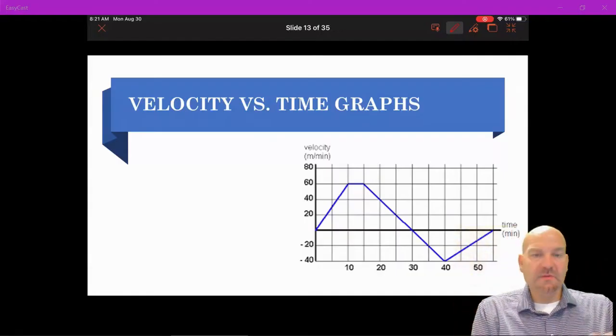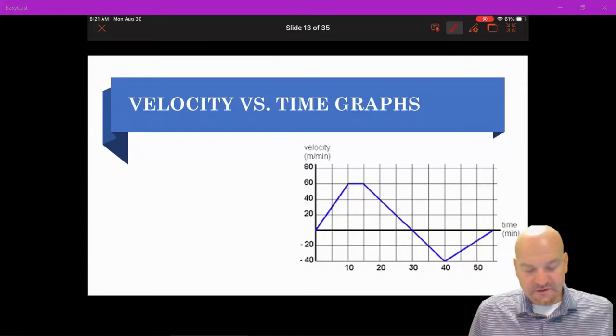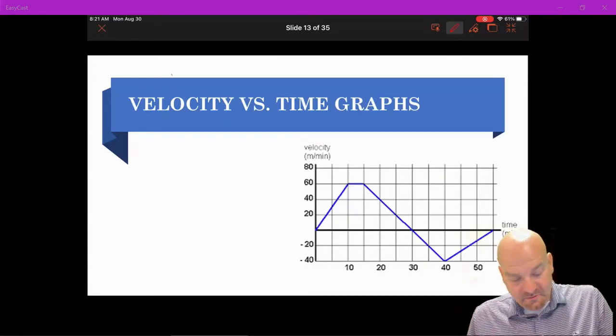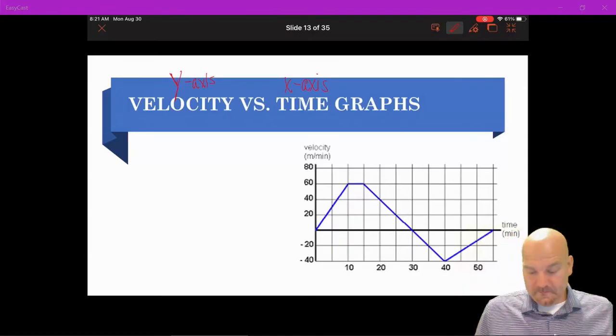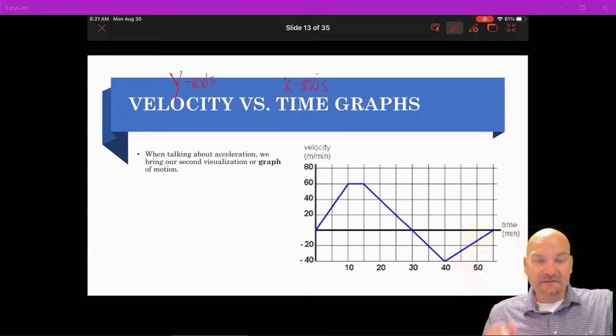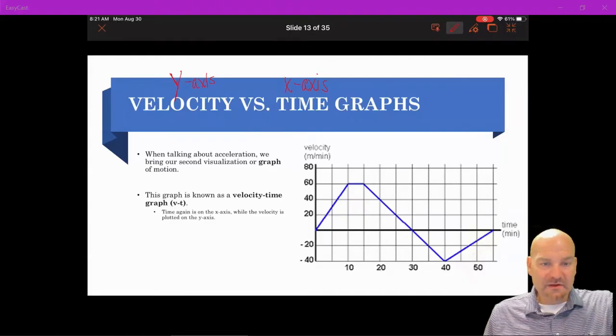Okay, so in the last video we talked about acceleration, right? And so the acceleration allows us now to create different types of graphs that we know as velocity time graphs. So velocity will be on the y-axis, and time, again, will be on the x-axis. Okay? So when talking about acceleration, we begin our second visualization or graph of motion. We know this graph is a velocity versus time graph, or a VT graph.